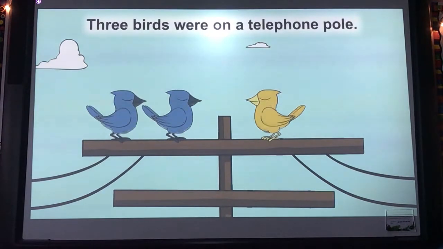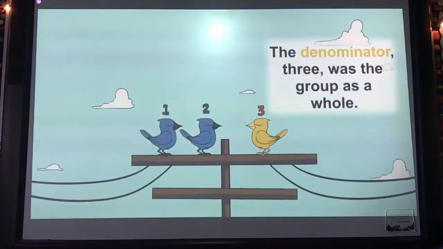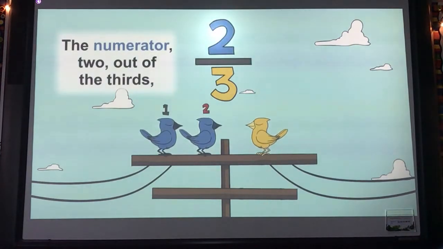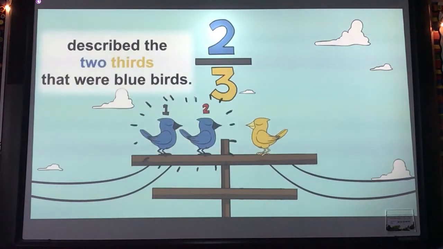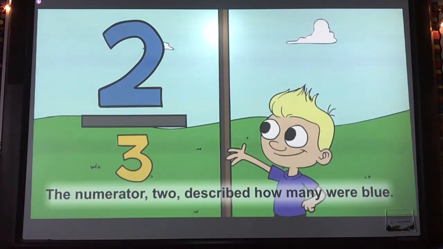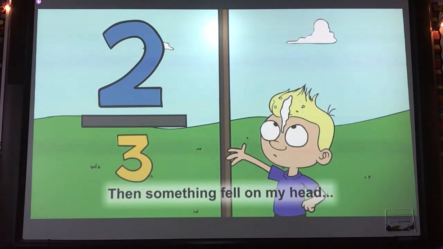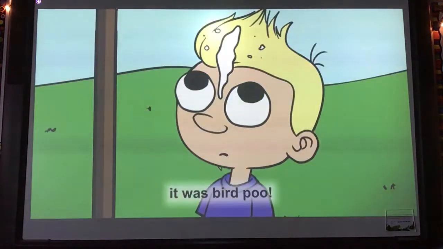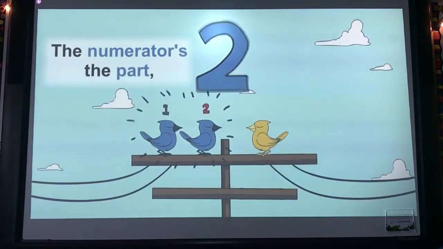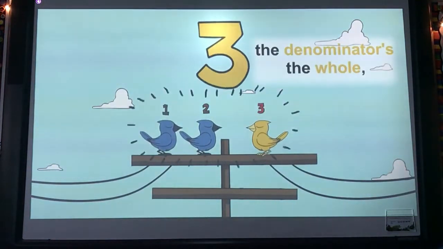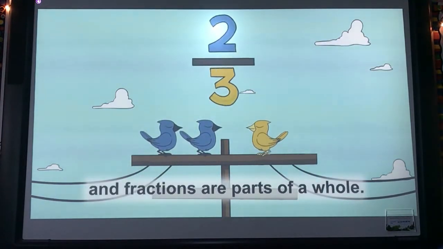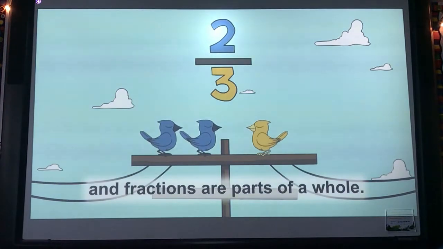3 birds were on a telephone pole. The denominator 3 was the group as a whole. The numerator 2, out of the thirds, described the 2/3 that were bluebirds. The numerator 2 described how many were blue, then something fell on my head. It was bird poo. The numerator's the part, the denominator's the whole, and fractions are parts of a whole.